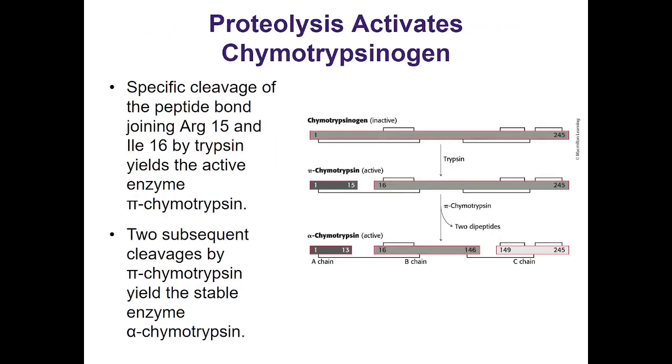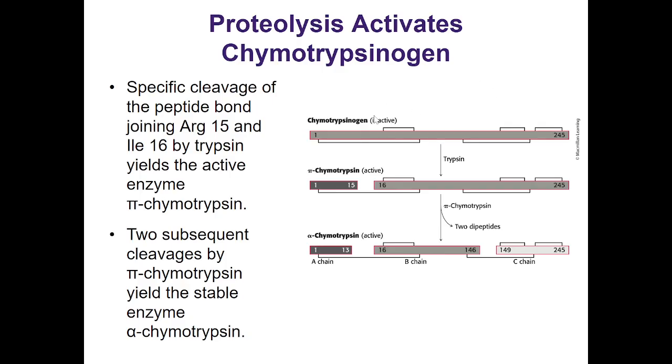Okay, so proteolysis activates the chymotrypsinogen. The specific cleavage of the peptide bond is going to be the one joining Arg15 and Ile16. This is where trypsin is going to yield the active enzyme. This will be this form of the chymotrypsin, okay? The pi form of chymotrypsin right here.